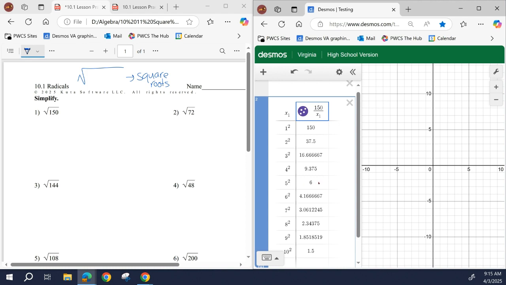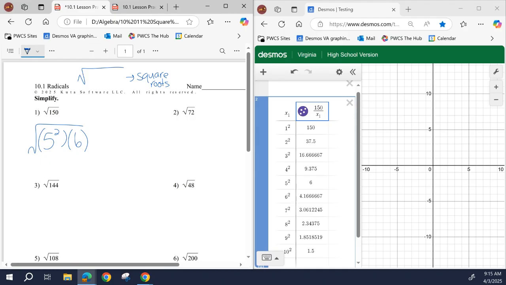What I'm trying to look for is the row where I have the nice number that's not a decimal that is smallest. So right here. So this actually means that 150 is the same thing as 5 squared times 6. So I'm going to rewrite my radical as the square root of 5 squared times 6.